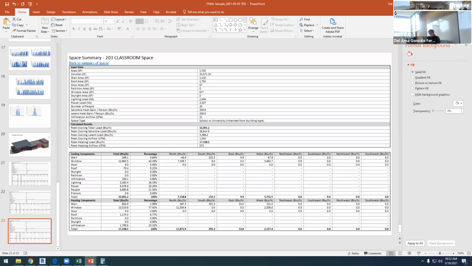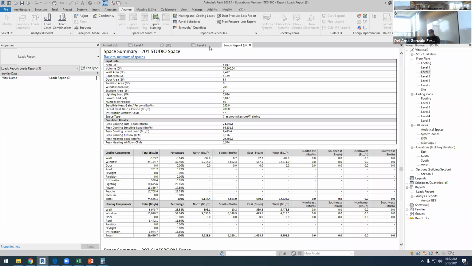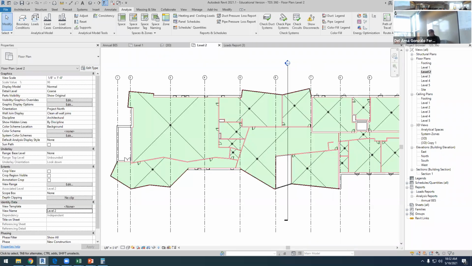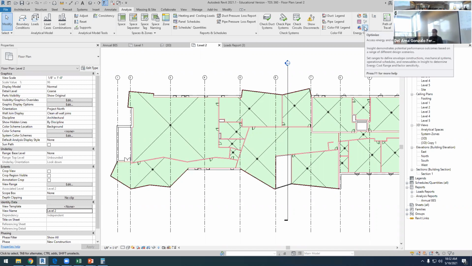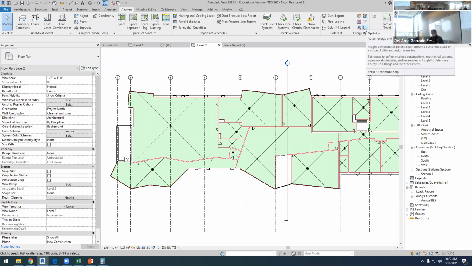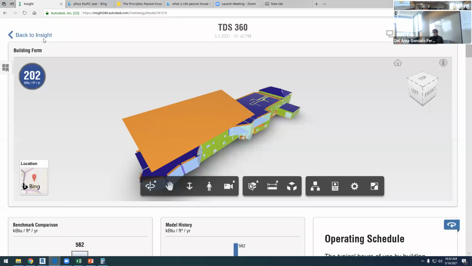Okay, and what's left? The Insight analysis. When we are here, you know that by clicking here, optimize, you are sending your building data to the cloud, and it's performing a cloud energy analysis. It takes time, I mean, it takes hours. I did this. I remember that I clicked here on Wednesday, and 2 or 3 hours later I received an email that the analysis was there. And it is there. Where?